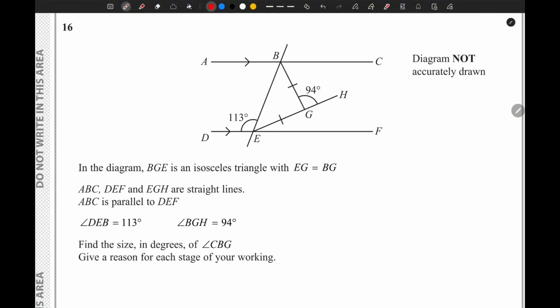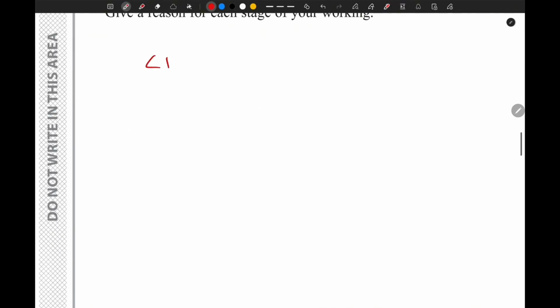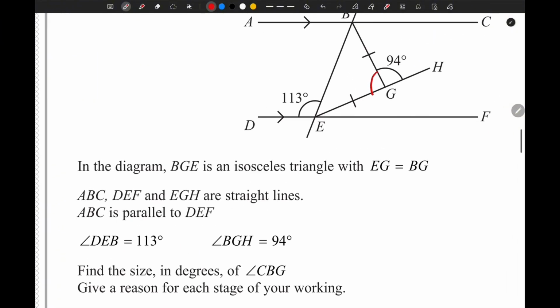Now in the next question, we are given some information which is clearly given in the diagram. Now we just need to calculate the value of the angle CBG, which is this angle. So let's first calculate this angle. We know that this angle will be equal to this BGE. So angle BGE would be equal to 180 minus 94, because this is a straight line.